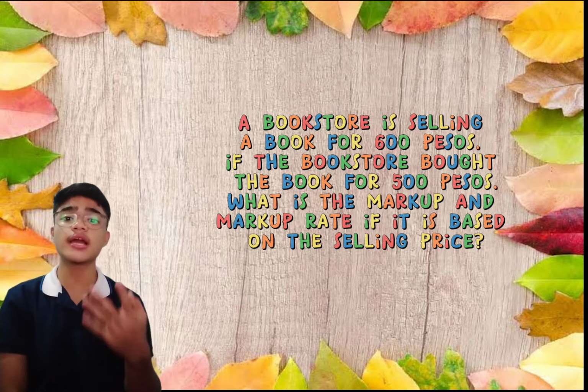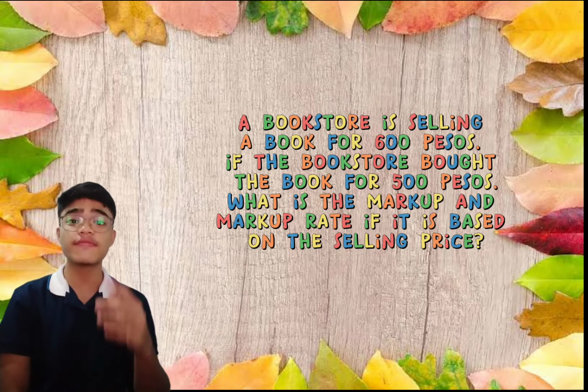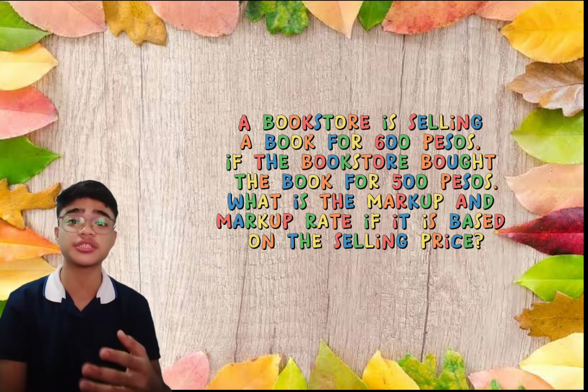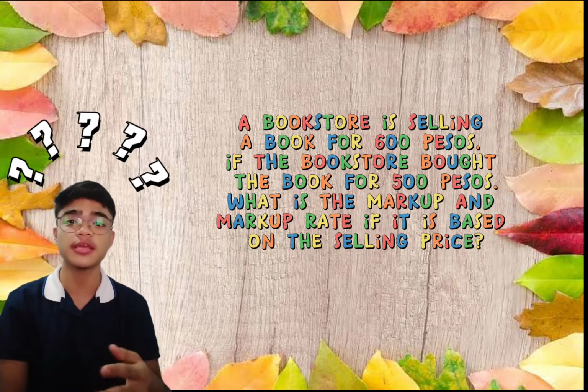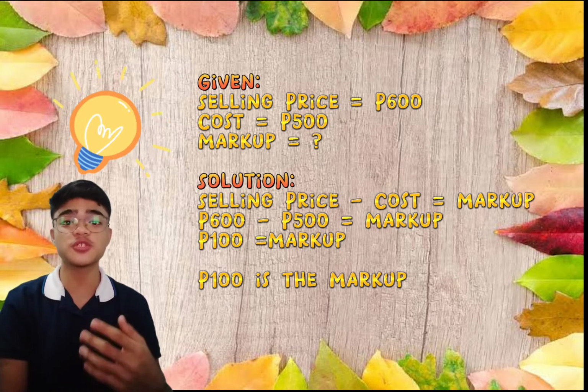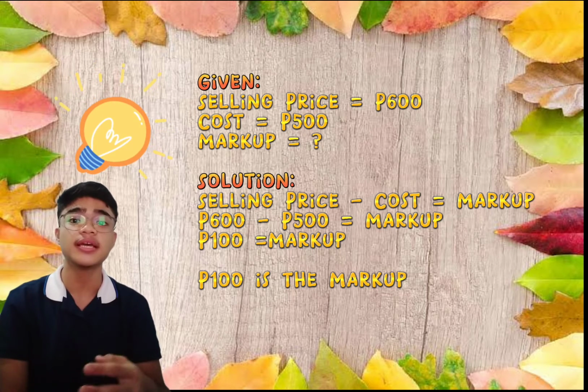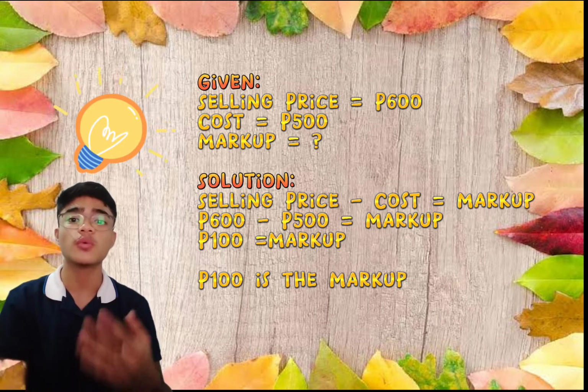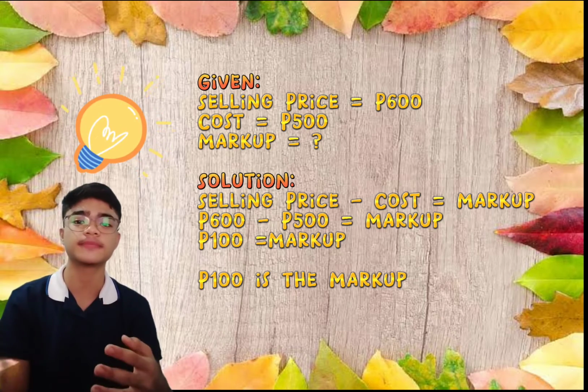A bookstore is selling a book for 600 pesos. If the bookstore bought the book for 500 pesos, what is the markup and markup rate if it is based on the selling price? The first thing we need to compute is the markup. So to get the markup, we have to subtract the 500 pesos cost from the 600 pesos selling price. We then get a result of 100 pesos.